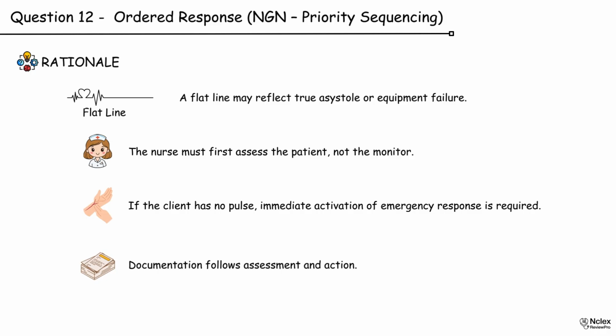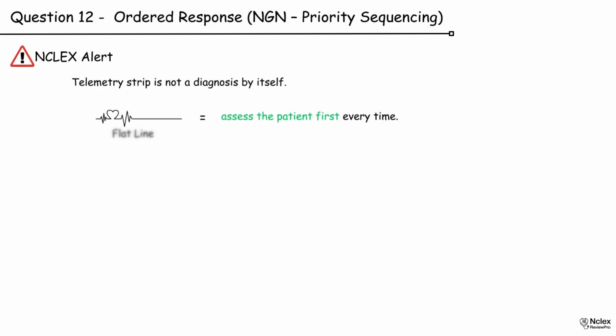Verification of leads and connections comes after you confirm the patient's status. Documentation always follows assessment and intervention. Here's your NCLEX alert. A telemetry strip is not a diagnosis. A flat line does not automatically mean cardiac arrest. On the exam, whenever you see a sudden monitor change, assess the patient first, every time.